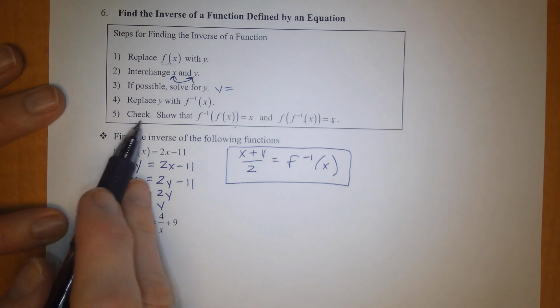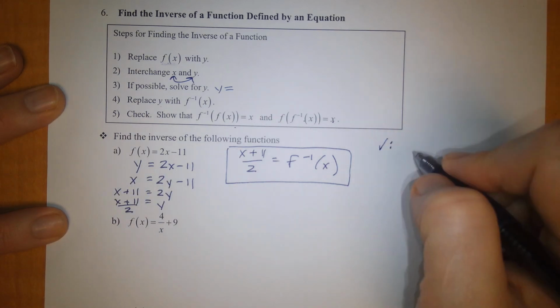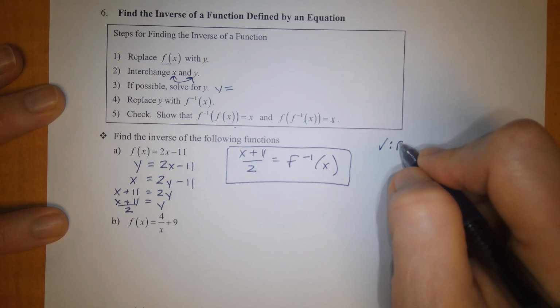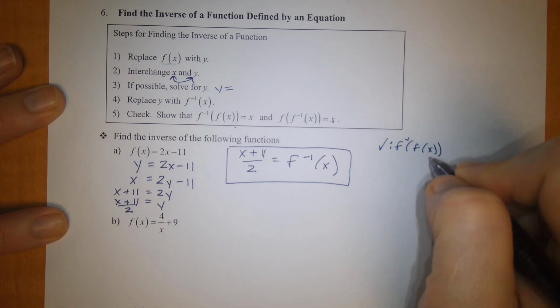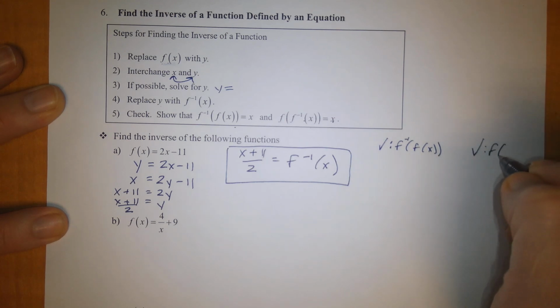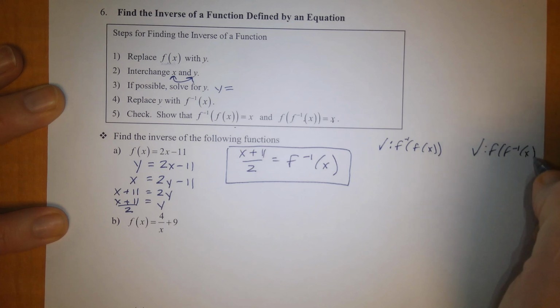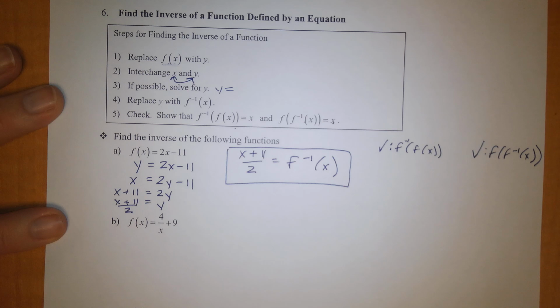Now always check your answers. Over here we have to do 2 checks. The first check we're going to do is take f inverse of f of x. And the second check we will do is take f of the inverse. Both of these have to be equal to x.